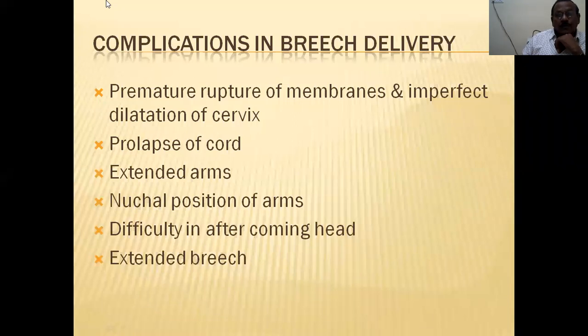One is premature rupture of membranes and imperfect dilatation of the cervix, that means incomplete dilatation of the cervix, prolapse of the cord, and extended arms, as I said, where we adopt the Mauriceau-Smellie-Veit maneuver, that is jaw flexion and shoulder traction method, and nuchal position of the arms, and difficulty in aftercoming head, and extended breech.